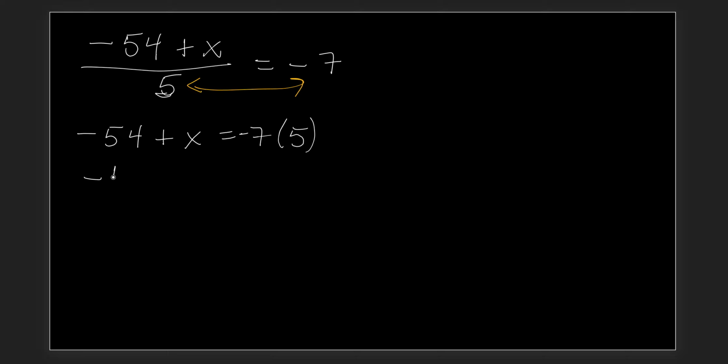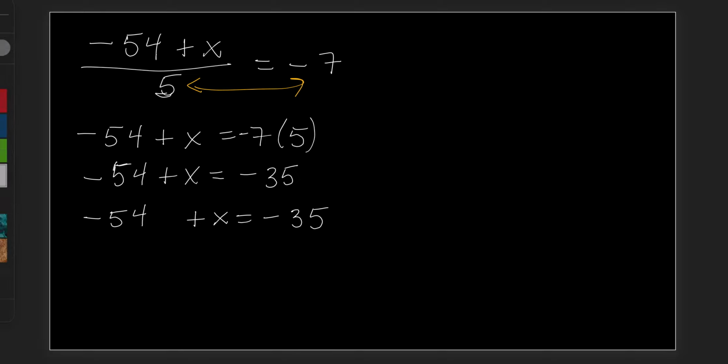So we simplify the right side. Negative 54 plus x equals negative 35. And then we want x by itself, and we want the negative 54 to go to the right side. So we're going to have to do something to make that happen. So I'm going to make some room, and you can think about what we need to do to make that negative 54 disappear from the left side and appear on the right side.